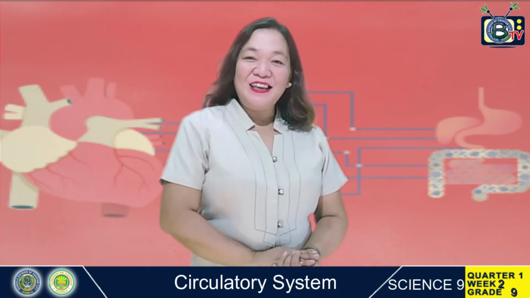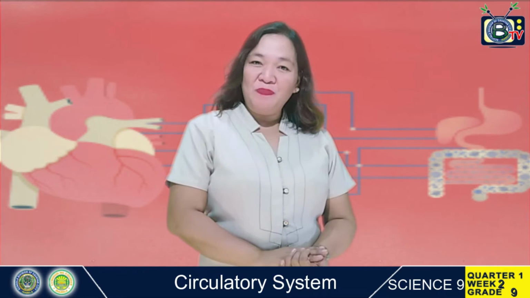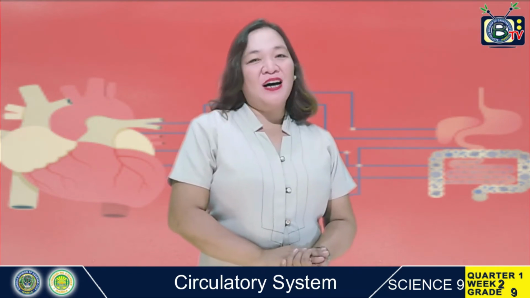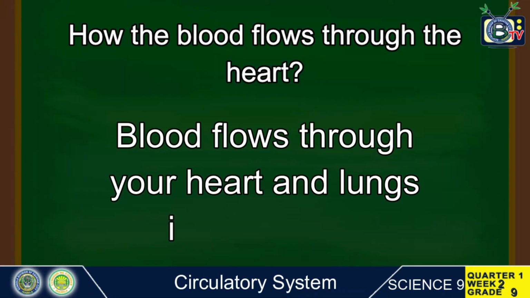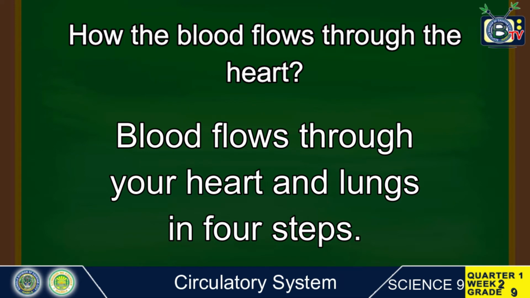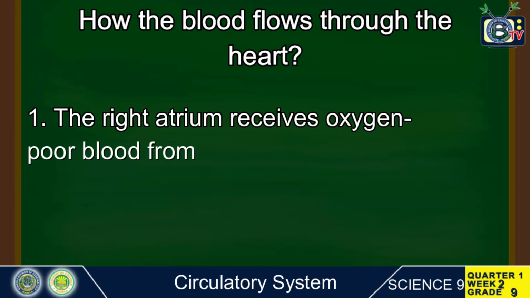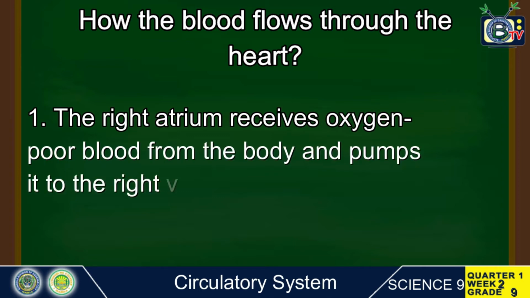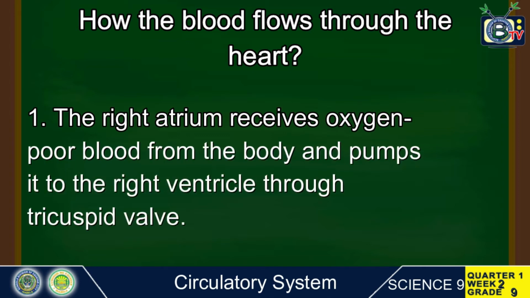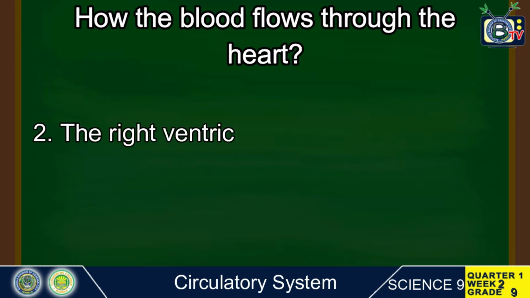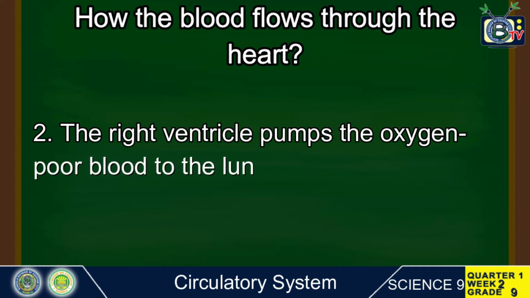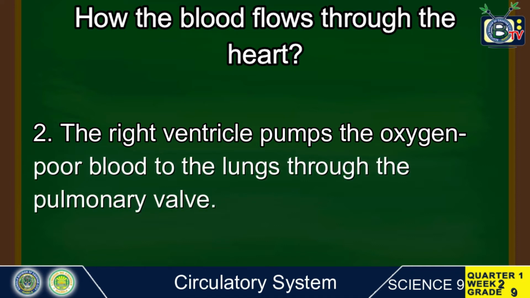Are you enlightened after watching the video? So based from the video, how does the blood flow to the heart? Blood flows through your heart and lungs in 4 steps. Number 1, the right atrium receives oxygen-poor blood from the body and pumps it to the right ventricle through the tricuspid valve. Number 2, the right ventricle pumps the oxygen-poor blood to the lungs through the pulmonary valve.